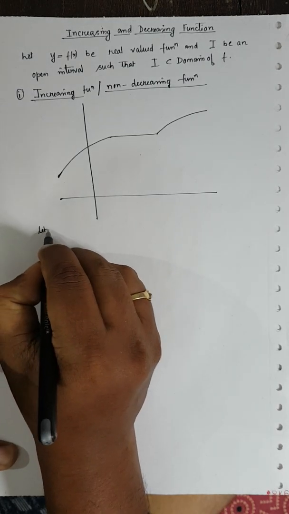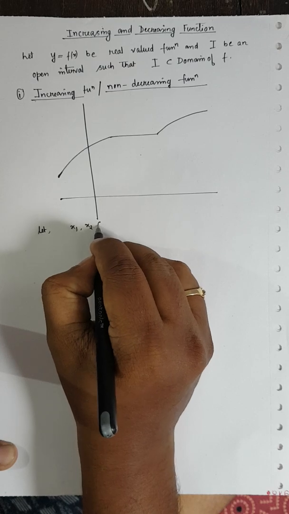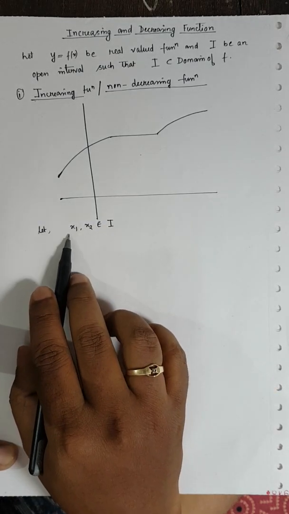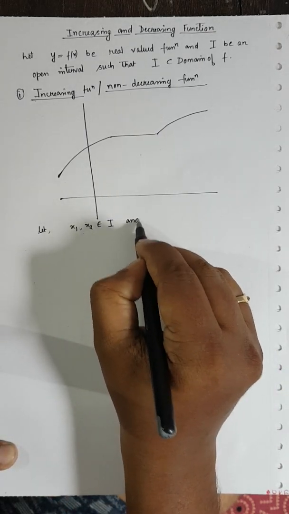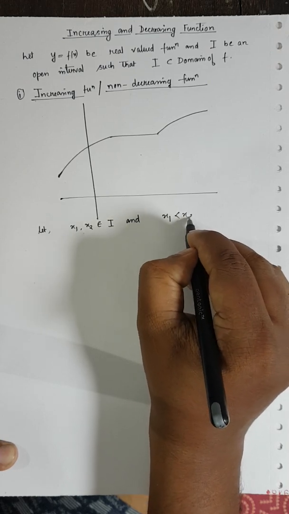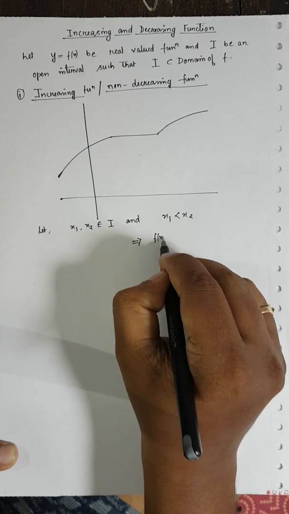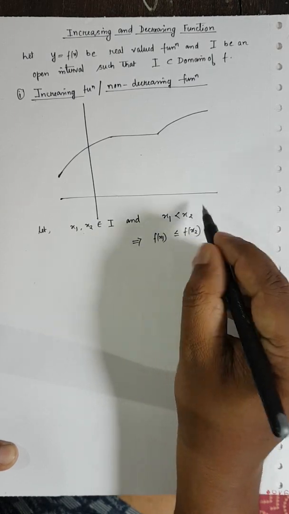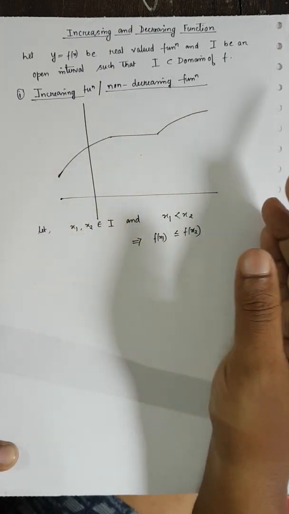Now let x1 and x2 be two elements that belong to I, and we are also given that x1 is less than x2. If it implies f of x1 is less than or equal to f of x2, then it is called an increasing function or non-decreasing function.